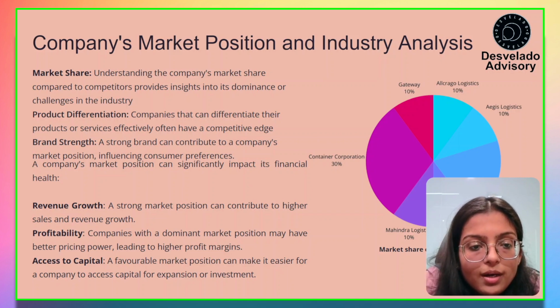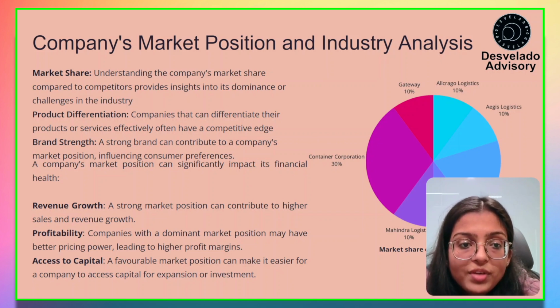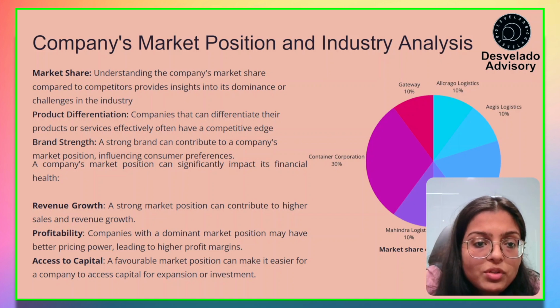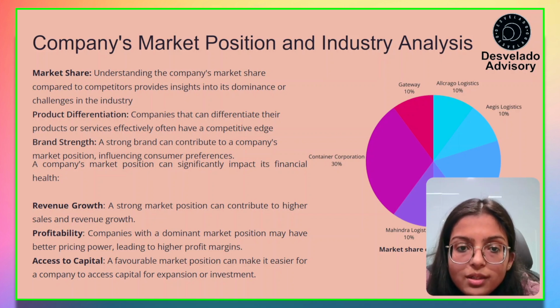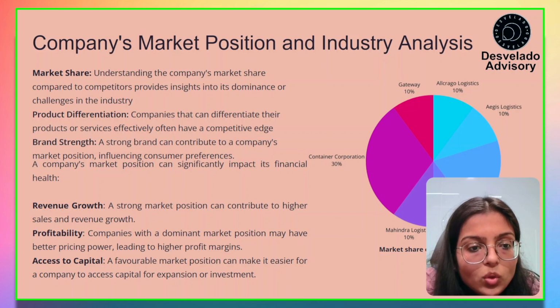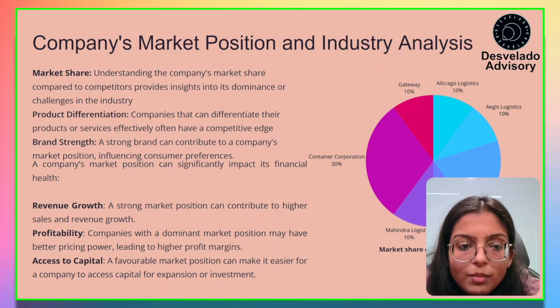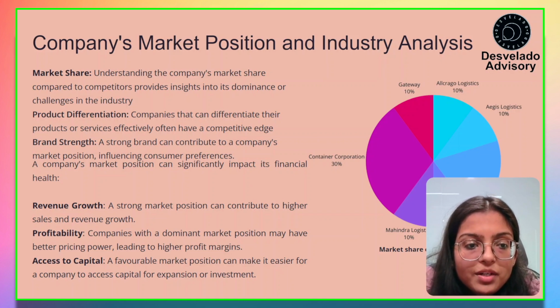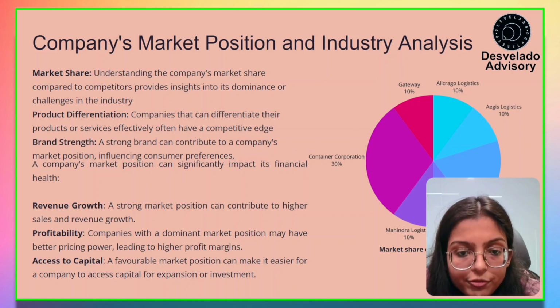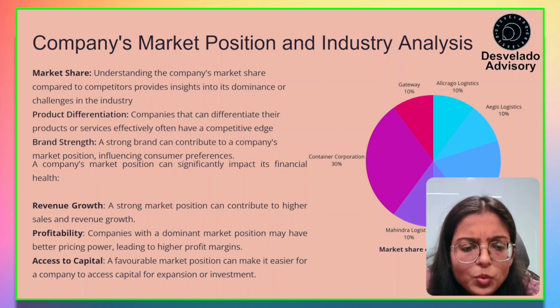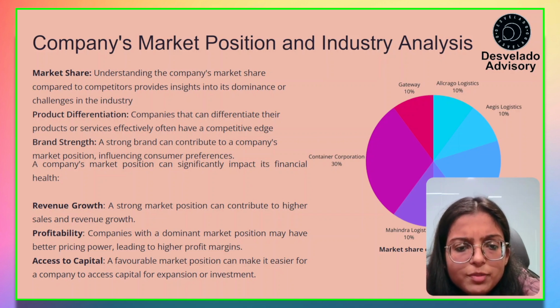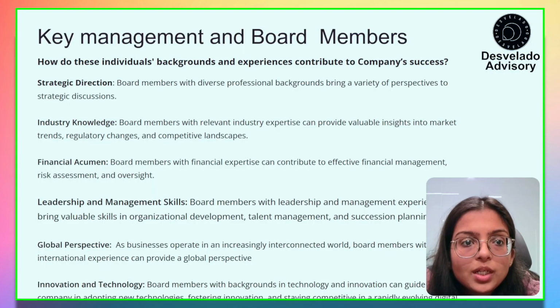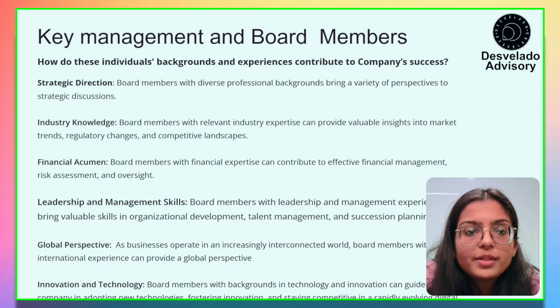So what are the major factors that would get affected by a company's market position? That would be revenue growth. A strong market position can contribute to higher sales and revenue growth. Profitability. Companies with a dominant market position may have higher profits. And access to capital. Now, a company which has higher revenue growth and higher profitability can find it easier to access capital for expansion or investment. Key management and board members.